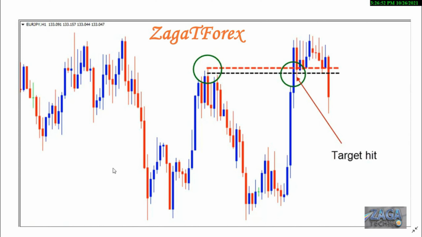Take a look at this. It forms a W formation, and this is also a W formation, targeting the previous resistance area. This one also targets a previous support area. Here it targets a previous resistance area. So this is a typical example of using support and resistance as a target for your take profit in the financial market.